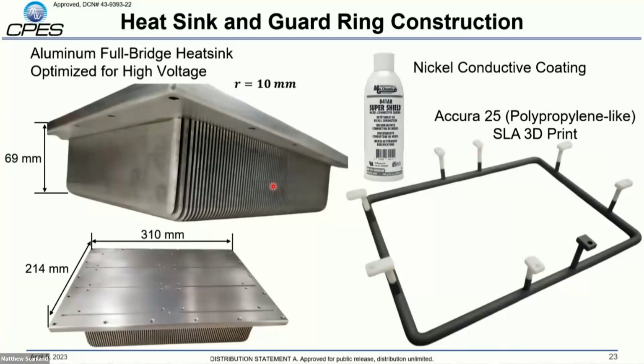So we actually designed this. We were able to get the heat sink made and tested. The heat sink was created with a 10 millimeter radius. And the corona ring was 3D printed. We used SLA, Accurate 25, which is like a polypropylene material for SLA. And for making it conductive, we used Super Shield, which is just a spray-on that gives you that conductive coating. One of the legs specifically was fully coated, and this is used to make the direct connection to the heatsink.